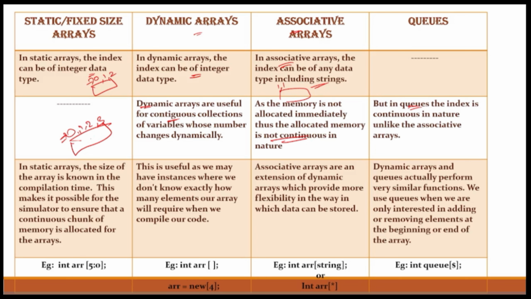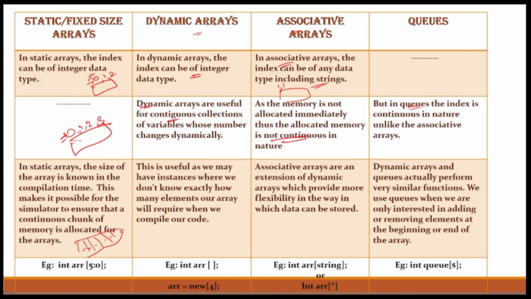In static array the size is known at compilation time. This makes it possible for the simulator to ensure that a continuous chunk of memory is allocated. That means whenever you are allocating, the memory is allocated in a continuous format. We have discussed this continuous chunk of memory in the static and fixed size arrays. You can go to that video and check it out. Okay. So this is it.